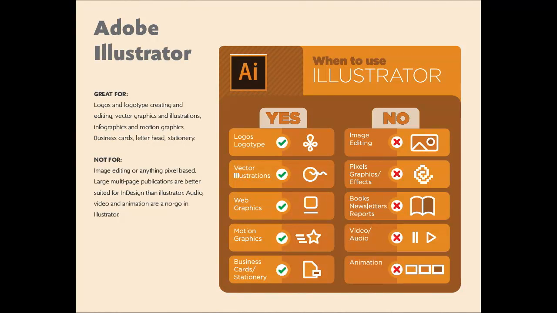Illustrator is not good for audio, video, or animation. That's saved for other applications, but for Illustrator, not what it's used for. So basically, going in and creating graphics, logo type, type manipulation, small projects, illustration, that's what Illustrator is used for. And we're going to show you examples of that. We're actually going to build some files in here as well so that you can get a better sense of what it does.